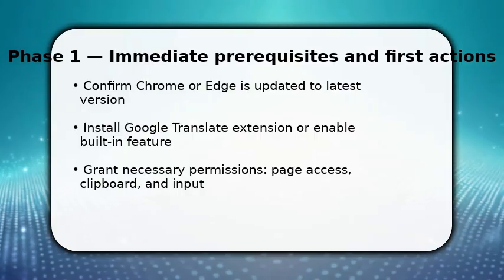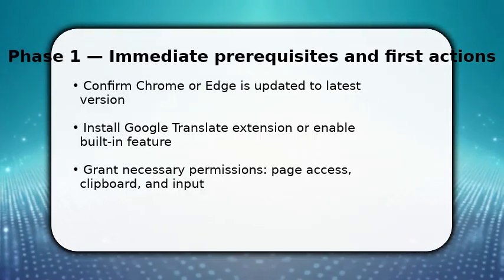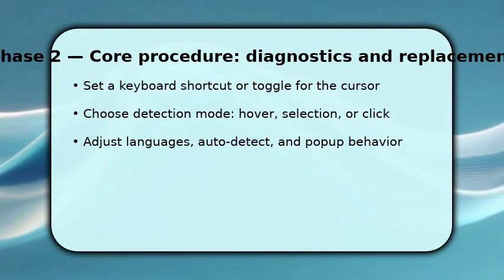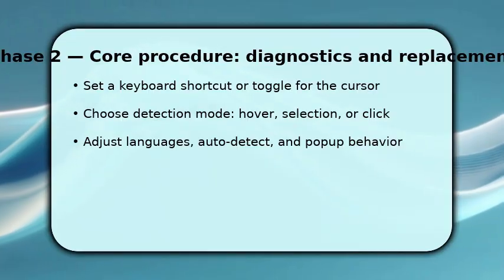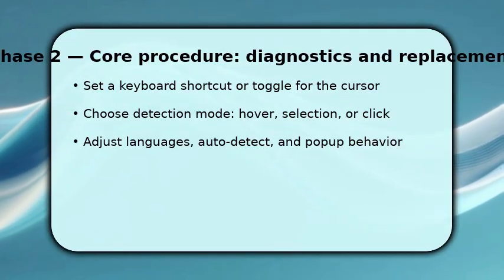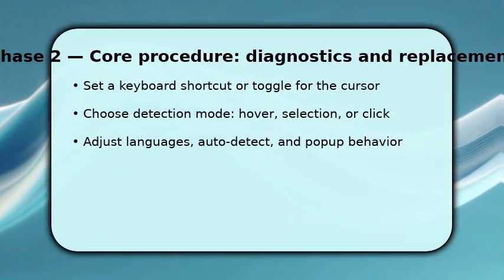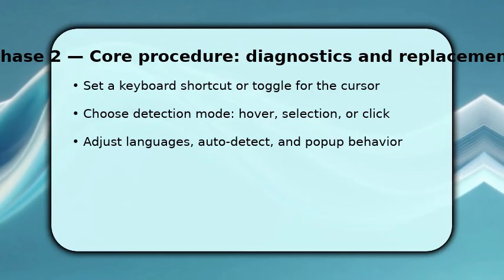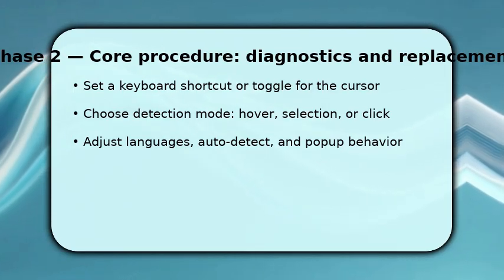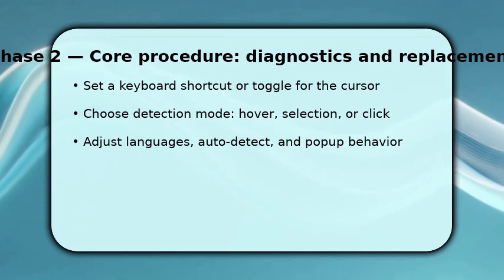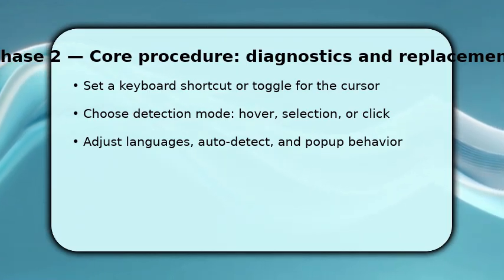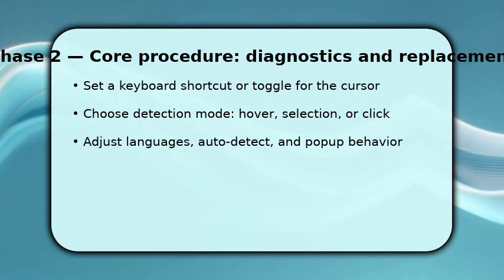Now you're ready to configure activation controls and shortcuts. Next, configure how you'll activate the translate cursor and what it does. Open the extensions options and assign a keyboard shortcut. This gives you control without menu hunting. Then pick detection mode. Hover for quick previews, selection for precise translation, or click for intentional actions. Each mode balances speed versus accuracy.